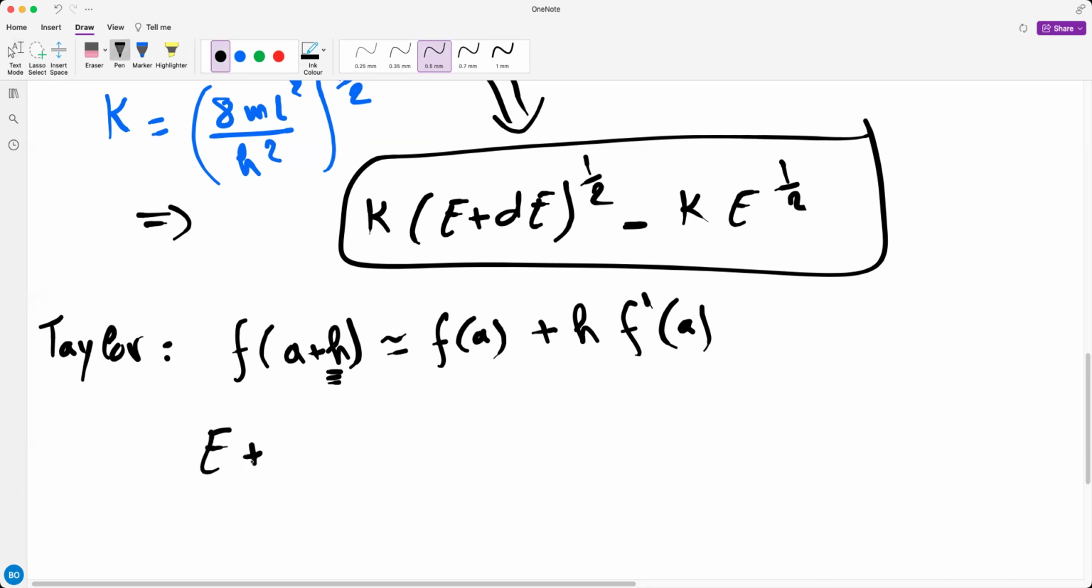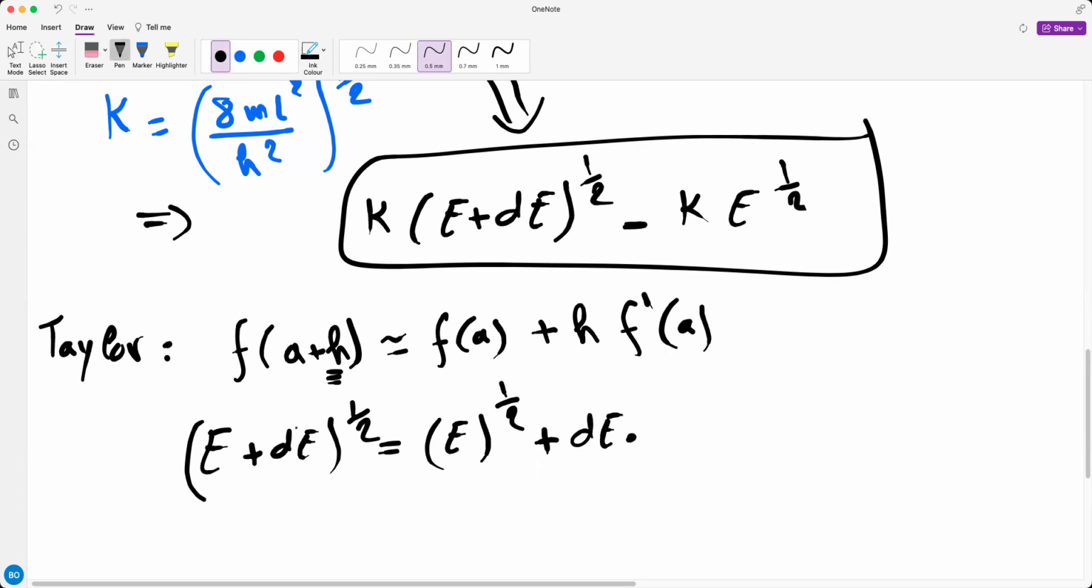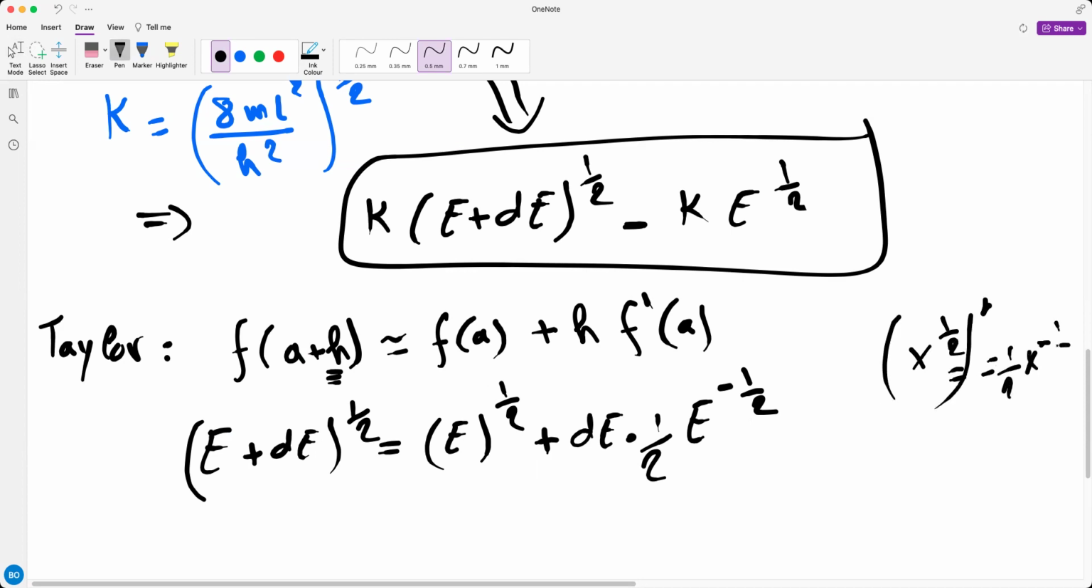So a function that is (E plus dE) to the power of 1/2 will be equal to E to the power of 1/2 plus dE times the derivative of this. The derivative of x to the power of 1/2 is equal to 1/2 x to the power of minus 1/2.